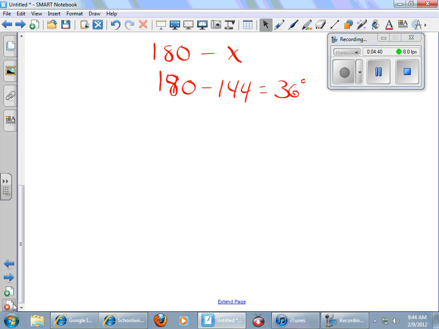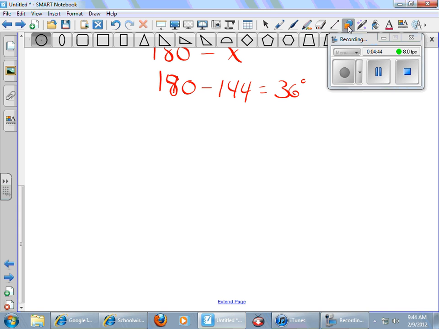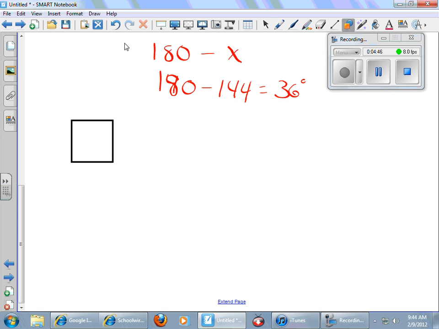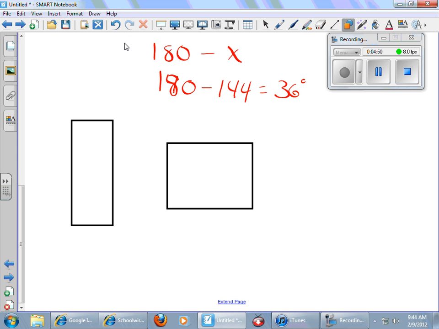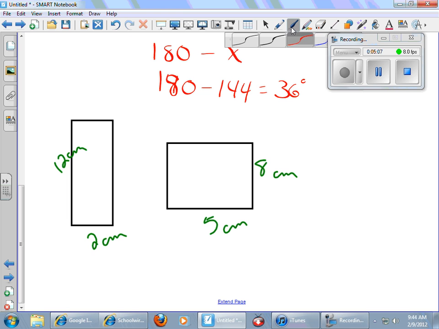Let's determine if 2 rectangles are similar. Let's get this rectangle and this one here. I'm going to tell you that this is 12 and this is 2 centimeters. And I'm going to tell you that this is 5, and this is 8 centimeters. I want to know if these polygons are similar.